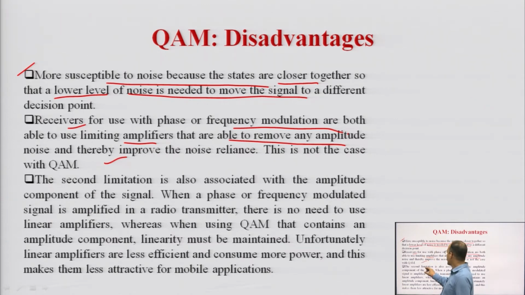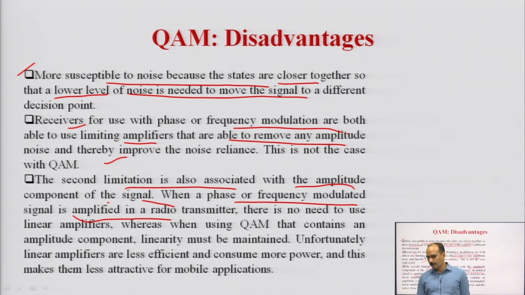Then the second limitation is also associated with the amplitude component of the signal. When a phase or frequency modulation signal is amplified in a radio transmitter, there is no need to use linear amplifiers, whereas when using QAM that contains an amplitude component, linearity must be maintained. Unfortunately, linear amplifiers are less efficient and consume more power, that is why this makes them less attractive for mobile application. So, these are some QAM disadvantages.